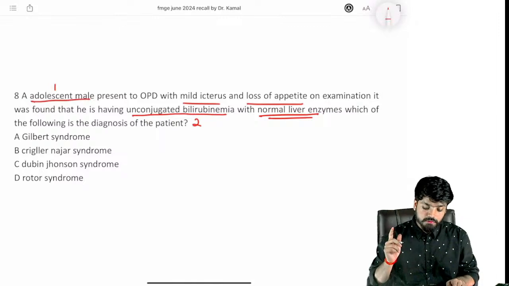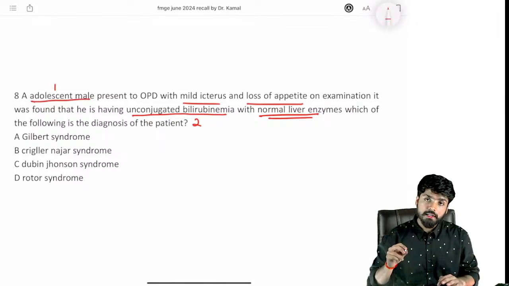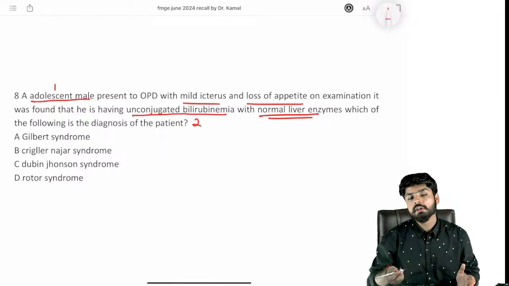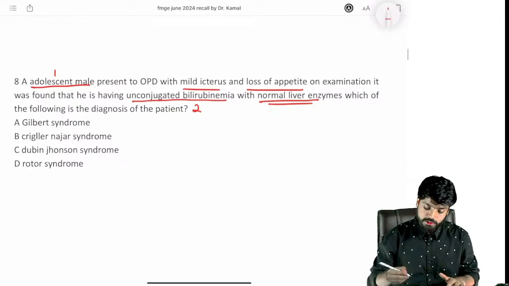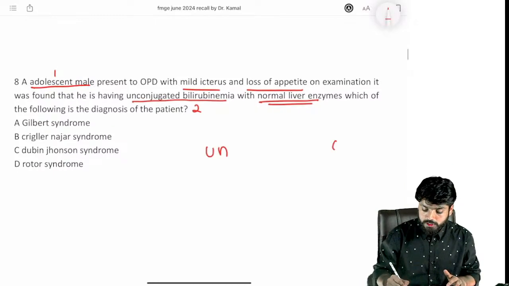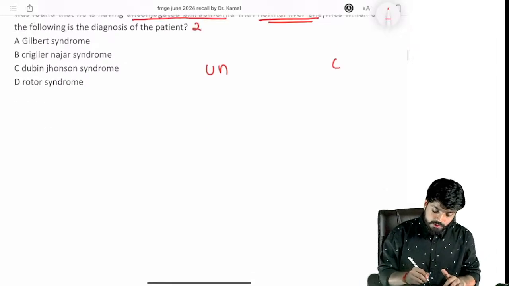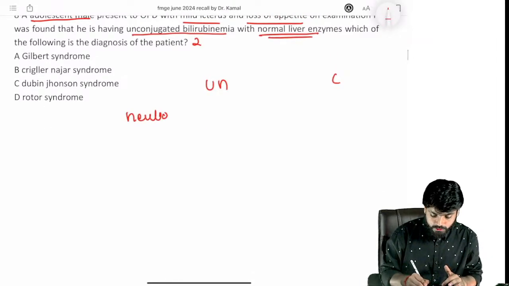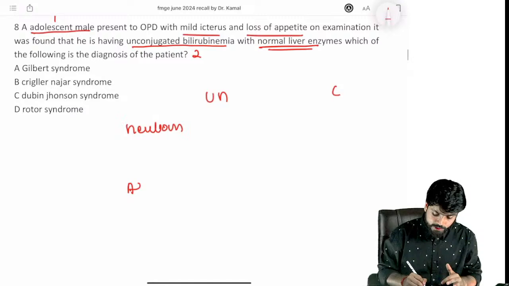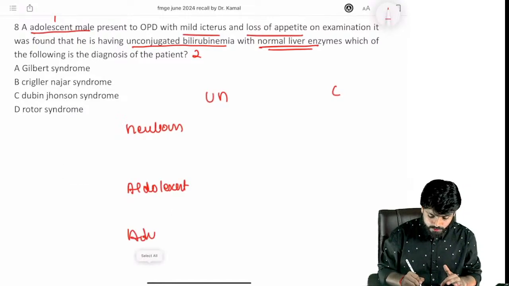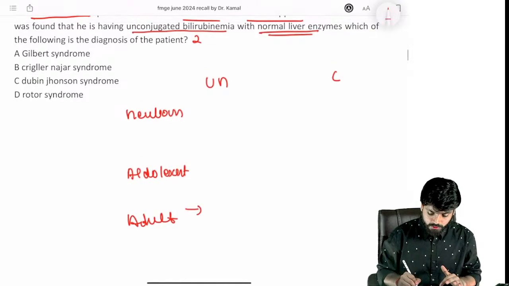First of all, I'll look at the bilirubinemia. It's unconjugated. We all know bilirubinemia can be unconjugated or conjugated. So this is unconjugated and that is conjugated. Now, adolescent male. I'll make newborn, I'll make adolescent, and then I'll make adult.